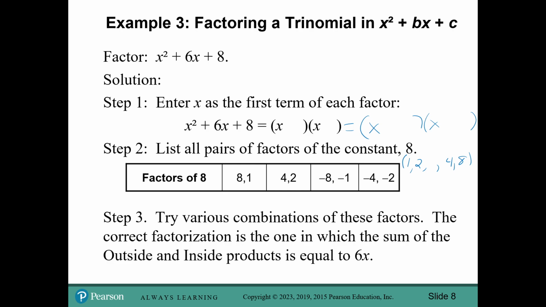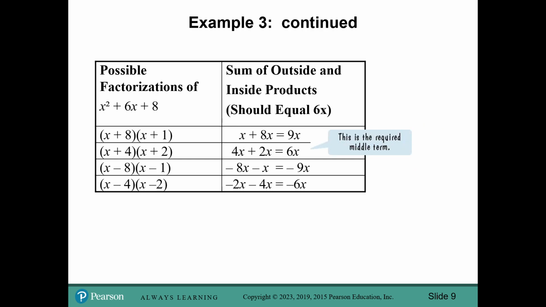The correct factorization is the one in which the sum of the outside and inside products is equal to 6. Essentially, we look at the factors, right? So, 1 and 8. Can I make a 1 and an 8 add or subtract together to be 6? I can't. Neither can I with negative 8 and negative 1. But if I look over here at 4 and 2, 4 and 2 add together to give me 6. So that's the combination I'm hoping for. If I add 4 and 2 together, I get 6.